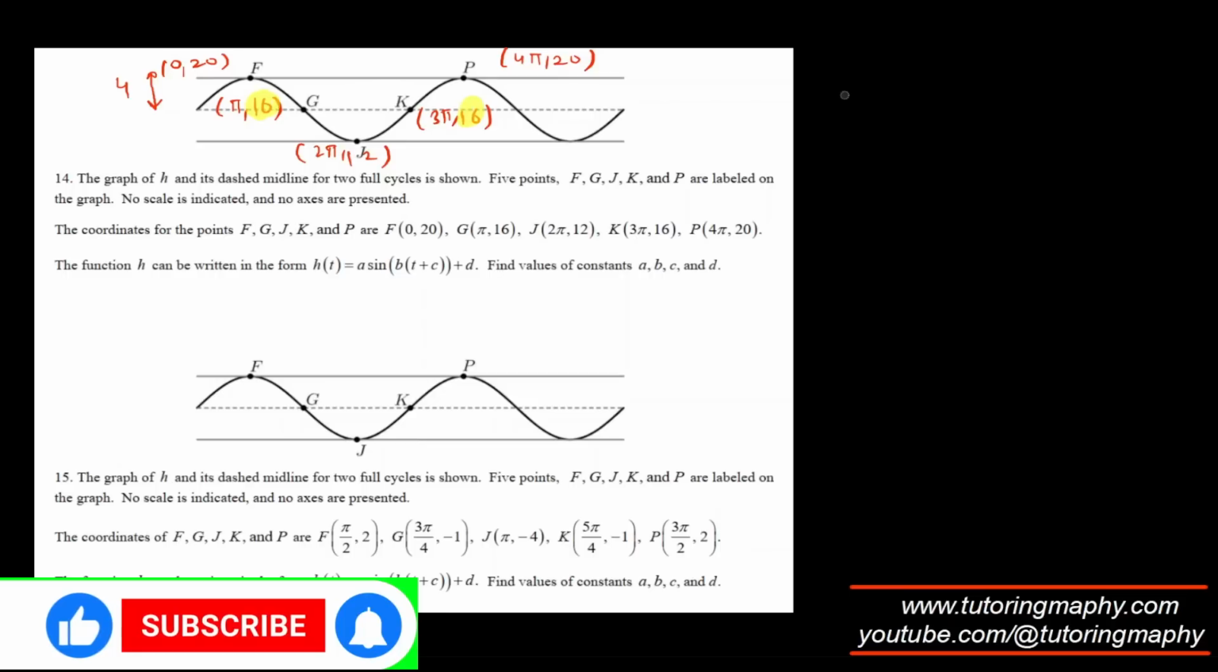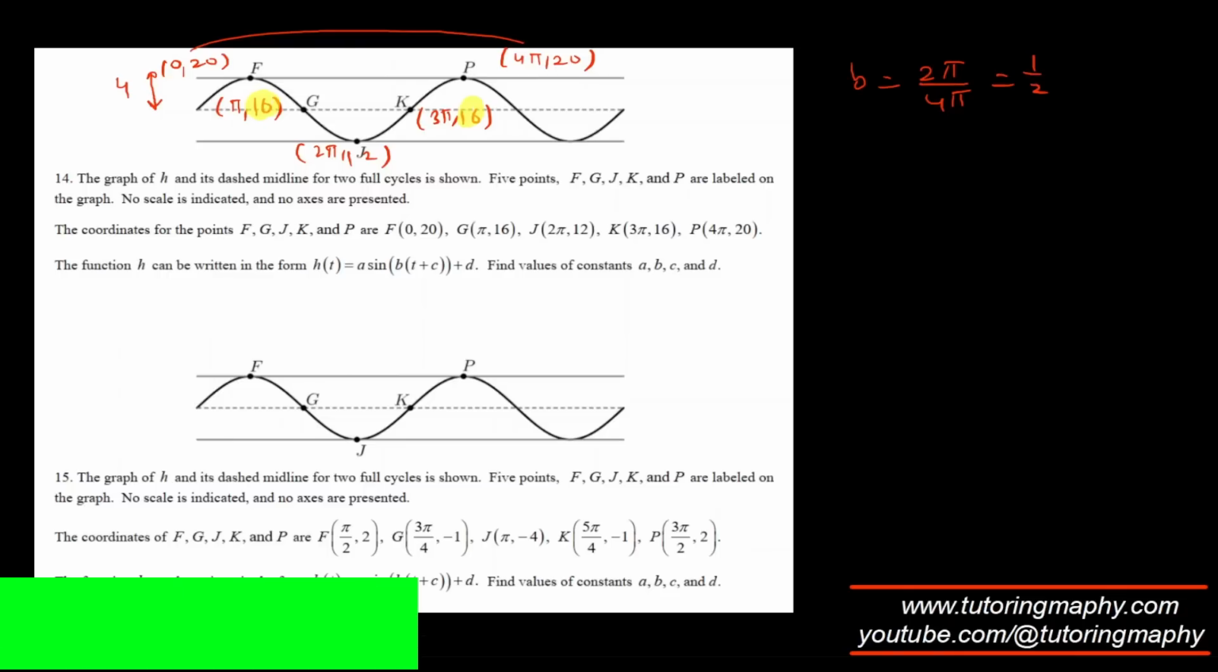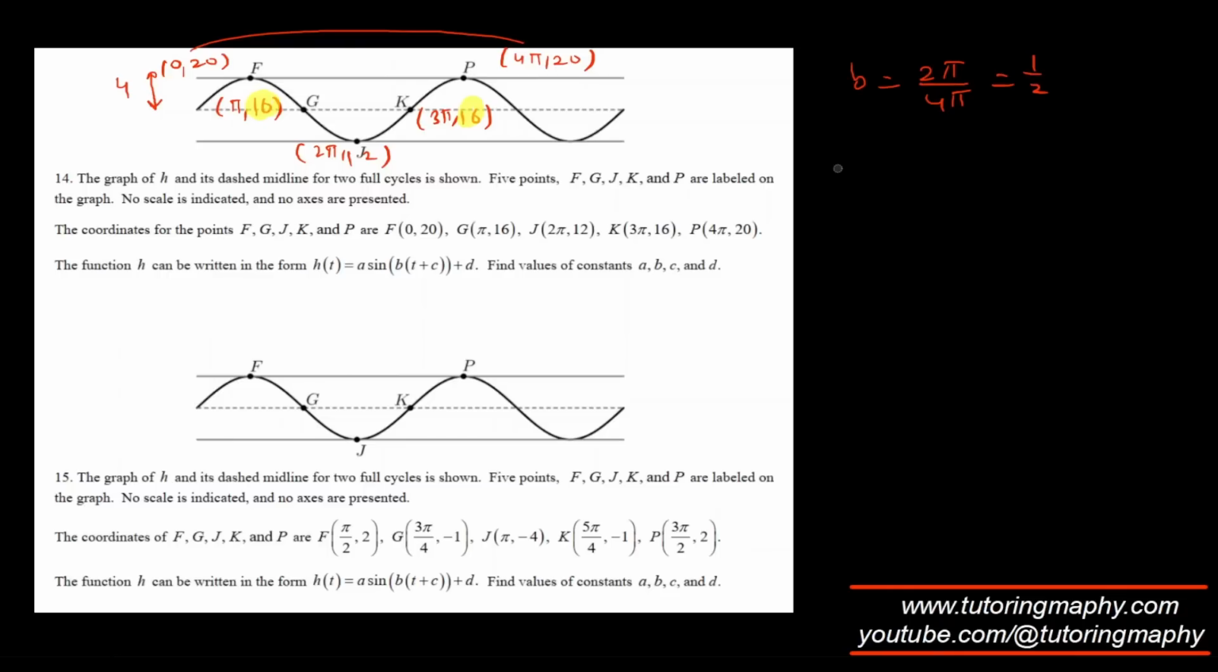What is the period? Period is definitely 4 pi. So the value of B will be 2 pi over 4 pi, which is 1 over 2. So what will be the equation? A is 4 sine 1 over 2 t plus c, plus 16. This is the h, and like I said, just put the initial point in here and get the value of c. So the initial point is 0, 20.